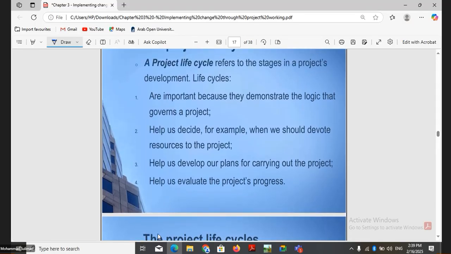So the project lifecycle is important because it demonstrates the logic that governs a project, like how the project will go on can be seen through the project lifecycle. The project lifecycle helps us decide when we should devote resources to the project, like what resources are needed in which stage. It also helps us plan for carrying out the project and helps us evaluate the project progress.